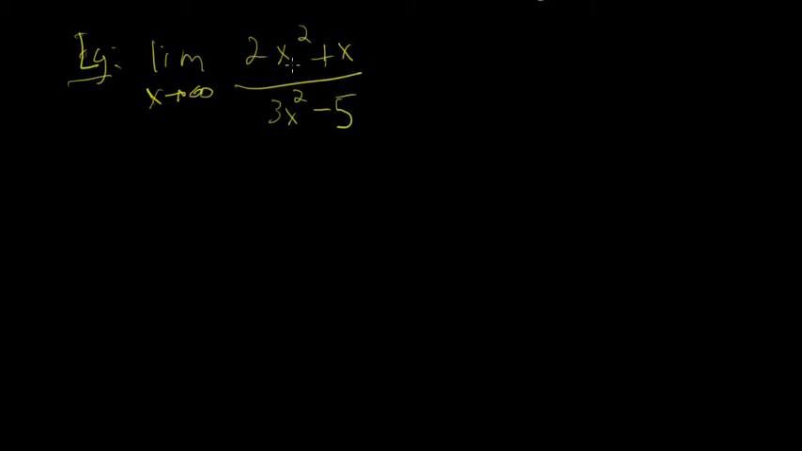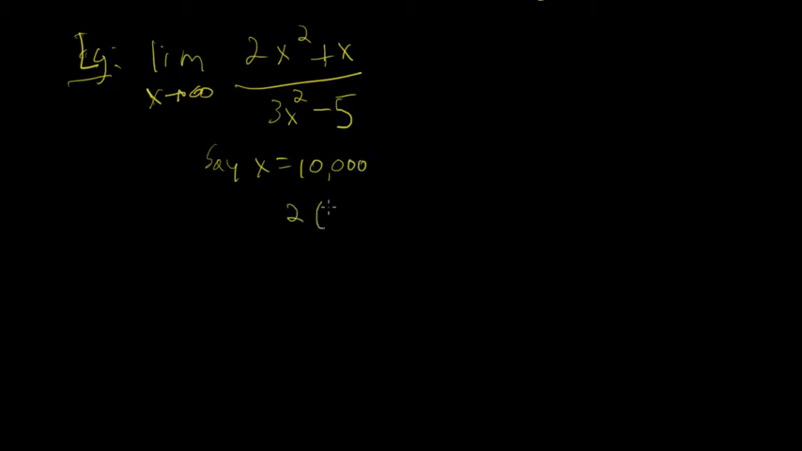Now some of you may be able to look at this and see that as x gets really big, this x squared term really predominates over this x term. Say x is like 10,000. Well, if you take 2 times 10,000 squared, right, let's say x equals 10,000.